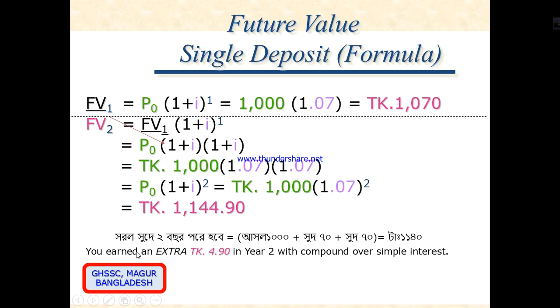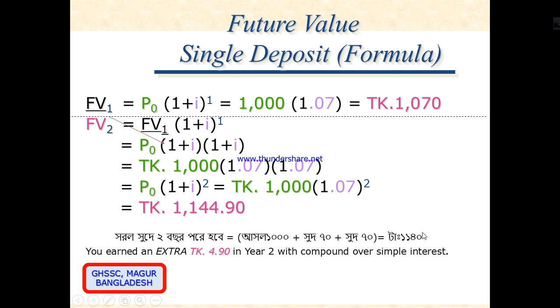So look, by simple interest, if we calculate at the end of 2 years, how much amount will we get? 1,000 taka, 70 taka interest, 70 taka interest, 1,140 taka. But by using the formula, we have already gained an extra amount. How much? 4.90 in 2 years in compound over the simple interest.